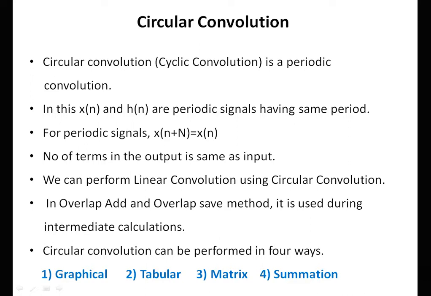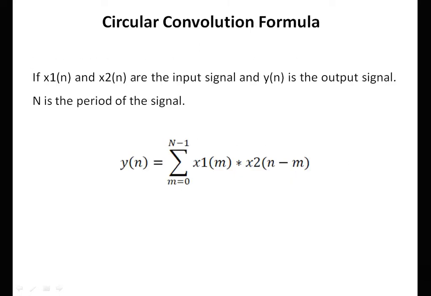The number of terms in the output is the same as the input. We can perform linear convolution using circular convolution also. In the overlap add and overlap save methods, it is used during the intermediate calculation. Circular convolution can be performed in 4 ways: graphical, tabular, matrix and summation.